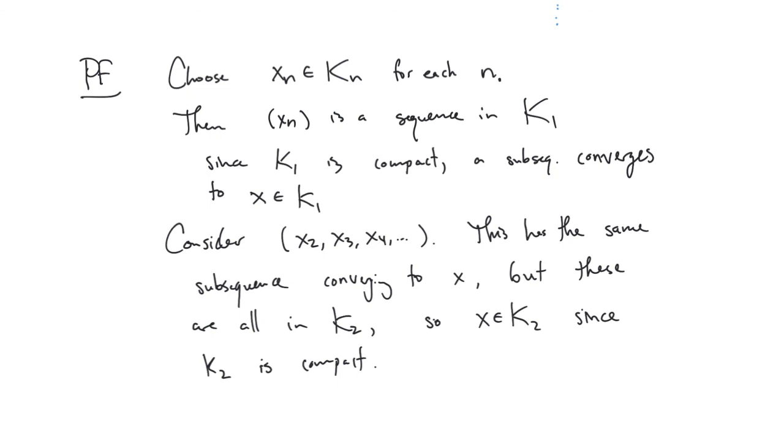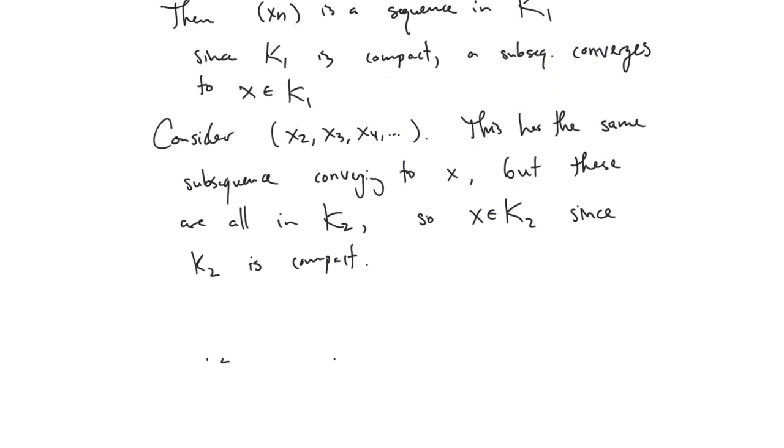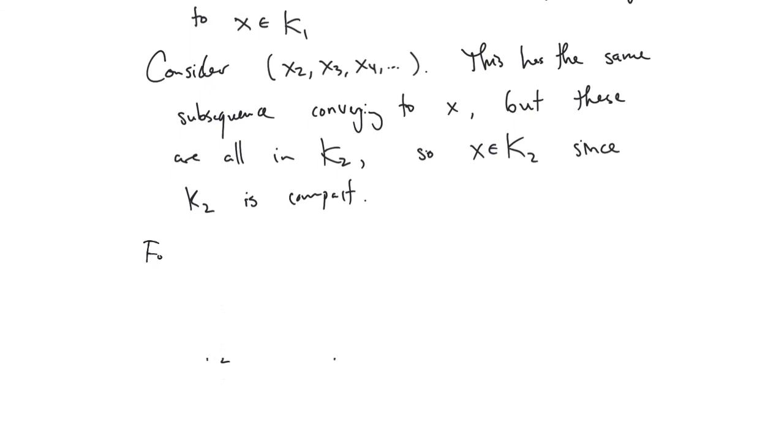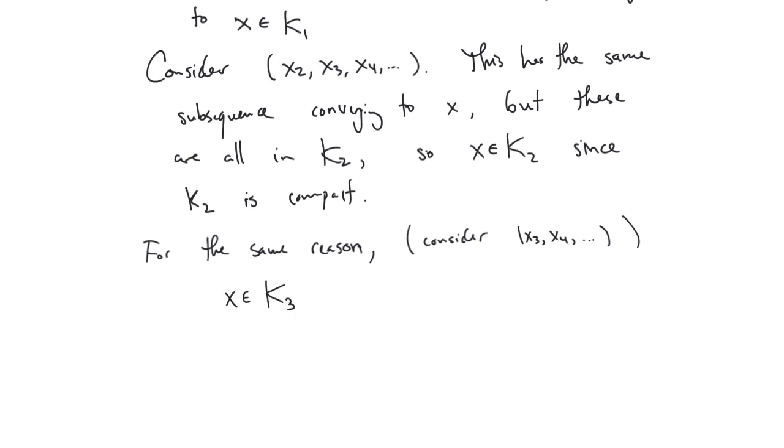Would you say it's also in the third set? It is. You just do the same step. So instead of ignoring the first point, you ignore the first 2 points. Then this thing must also be in the third set. All right. So for the same reason, consider only starting with x3, then x4. In that case, the same reasoning would tell you that the limit point x is in K3.